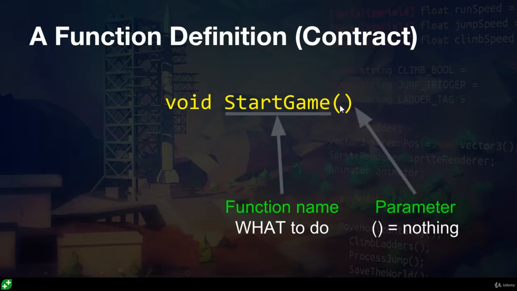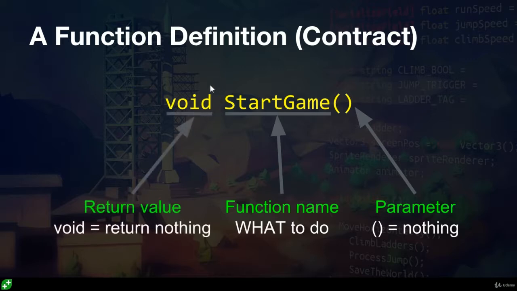Also, we have the brackets at the end, which is where we put parameters. At the moment, we don't have anything inside the brackets, so it's doing nothing. We're going to talk a lot more about parameters in upcoming sections, but for now, just know that we don't have any parameters for the very simple definition we're creating here.